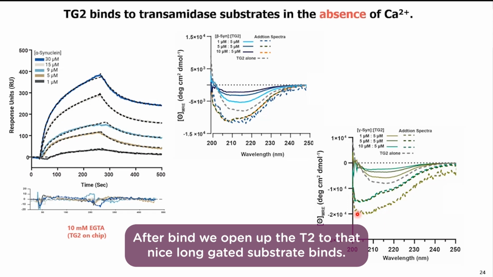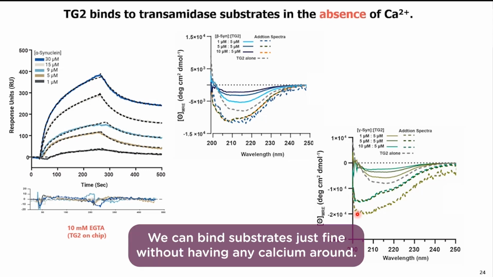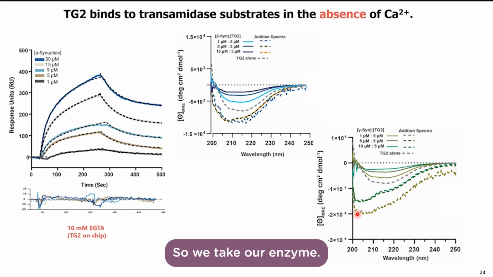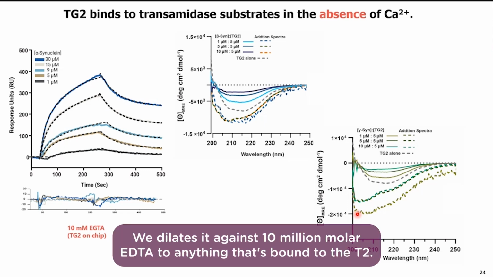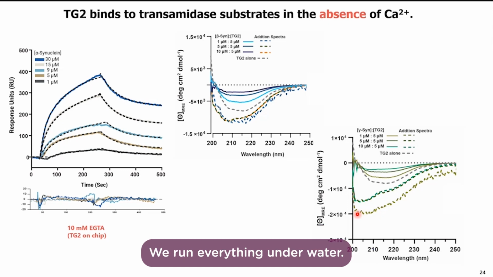We open up the TG2, that nice elongated substrate binds, and then we go. We can bind substrates just fine without having any calcium around. So we take our enzyme, we dialyze it against 10 millimolar EGTA to pull anything that's bound to the TG2. We run everything under Chelex water.